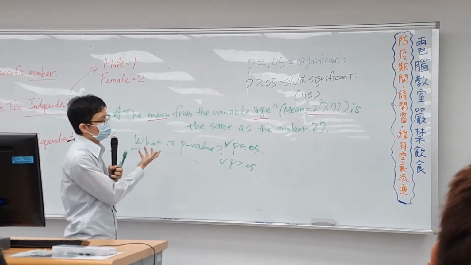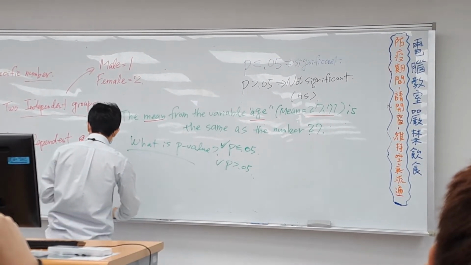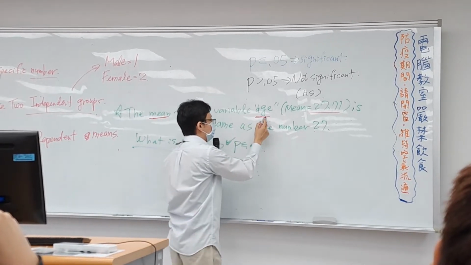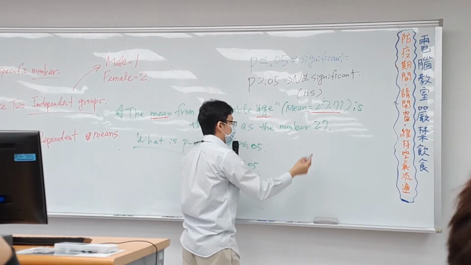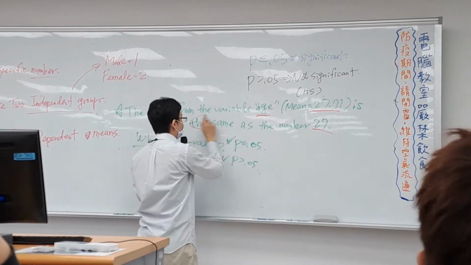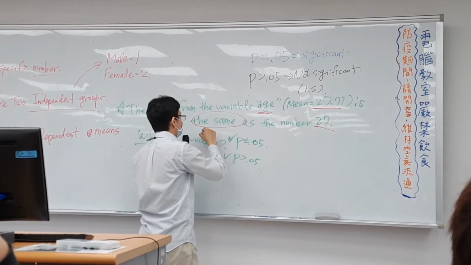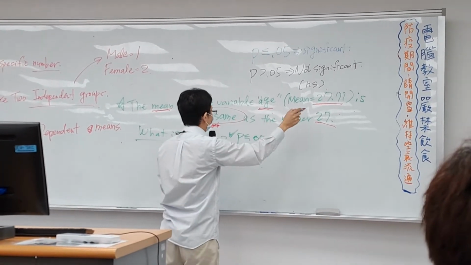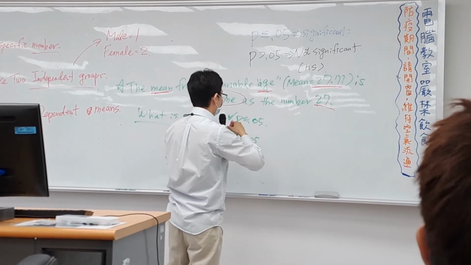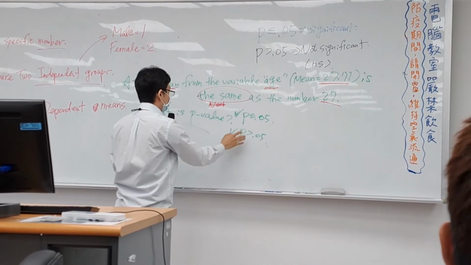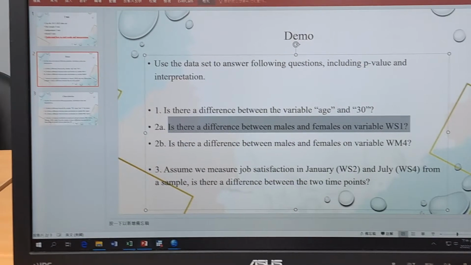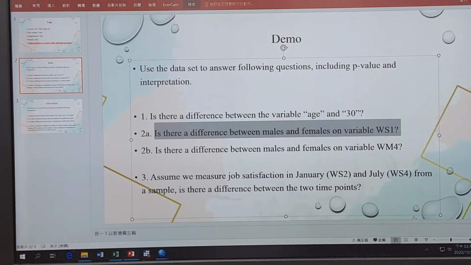You can see we also have some information here. The first one, mean score. The second one, age. Mean score, specific number, or you could say the same, or is equal to the number 27, and the p-value is greater than 0.05. Next: difference between males and females on variable WS1.